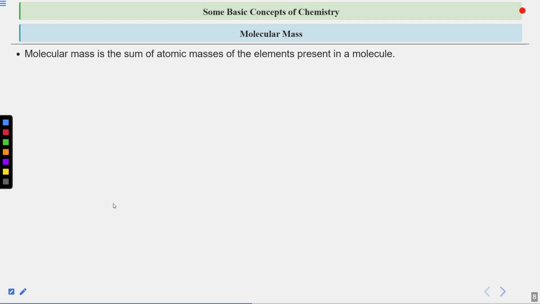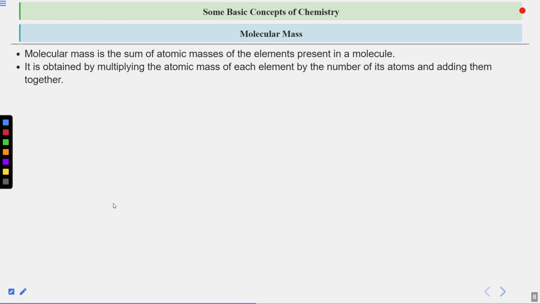Now, we will move to the next term, which is molecular mass. If I simply define molecular mass, it is the sum of atomic masses of the elements present in a molecule. So, atomic mass is defined for an atom, and molecular mass is defined for a molecule, in which we take the individual contribution of each atom in terms of their atomic mass unit or unified mass, which is the latest way to define the AMU.